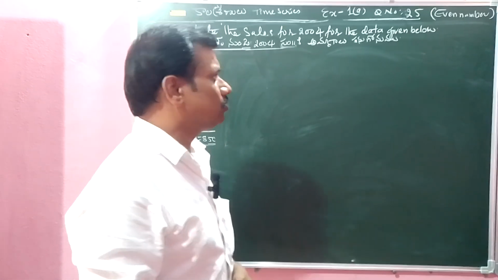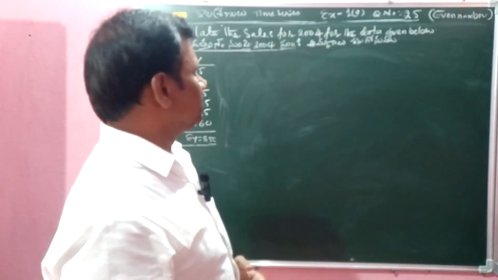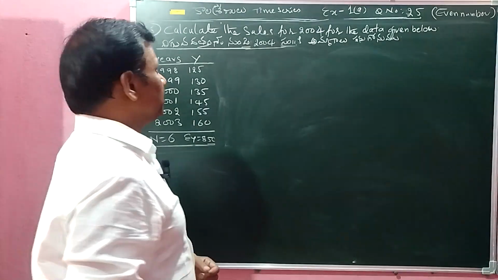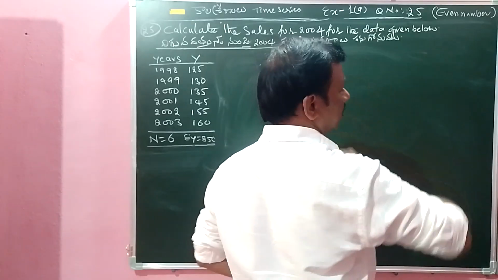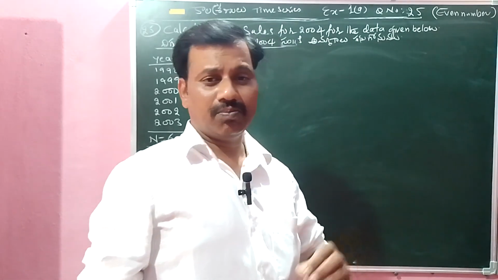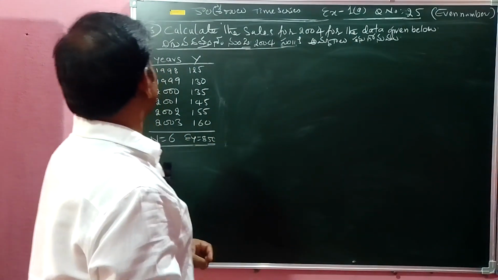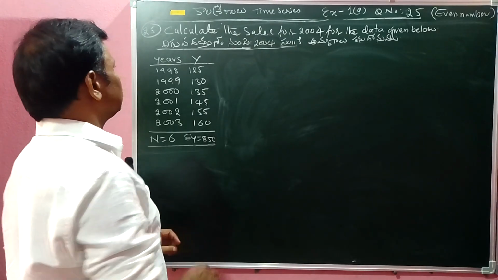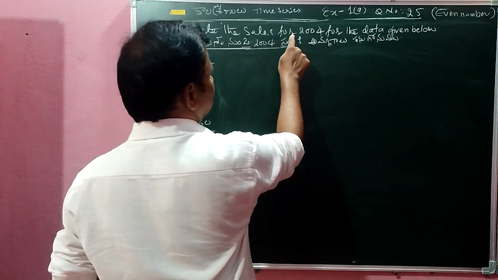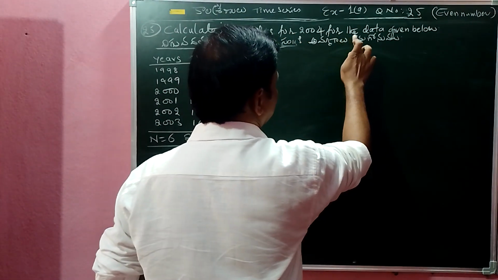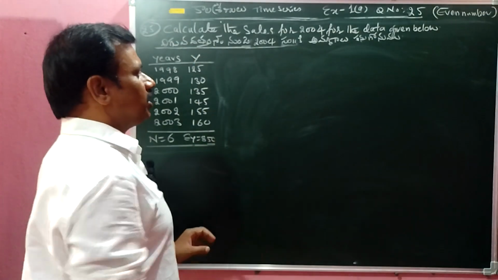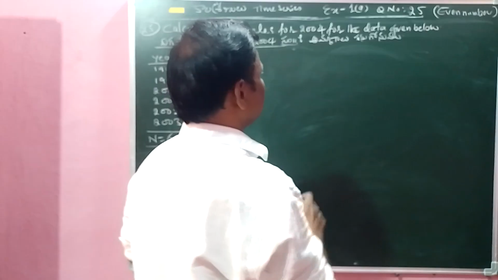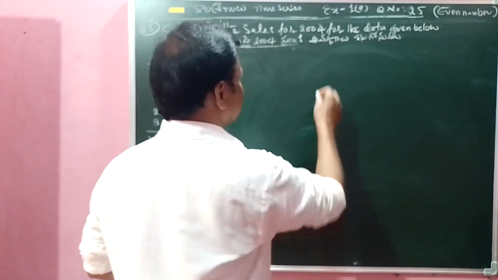Now I am going to calculate the next question, that is in time series (కాల శ్రేణులు) exercise 1A question number 25. It is an even number question. The question is: calculate the sales for 2004 for the data given below. దిగువ దత్తాంశం నుండి 2004 సంవత్సరానికి అమ్మకాలను కనుక్కోండి అని అడగడం జరిగింది.